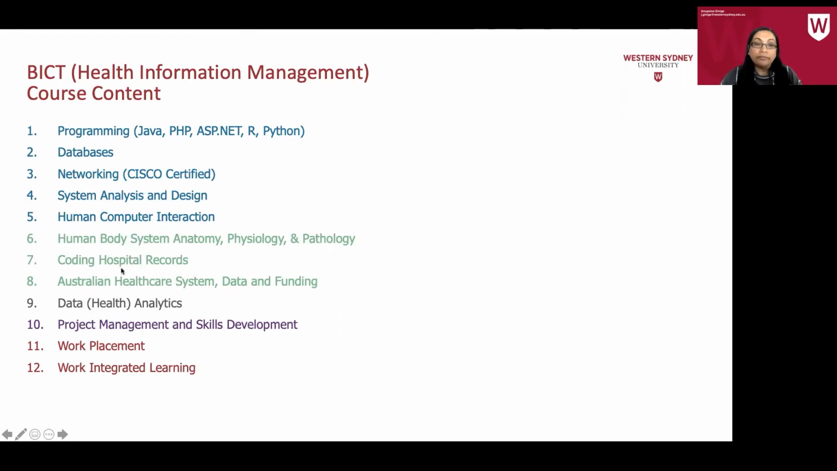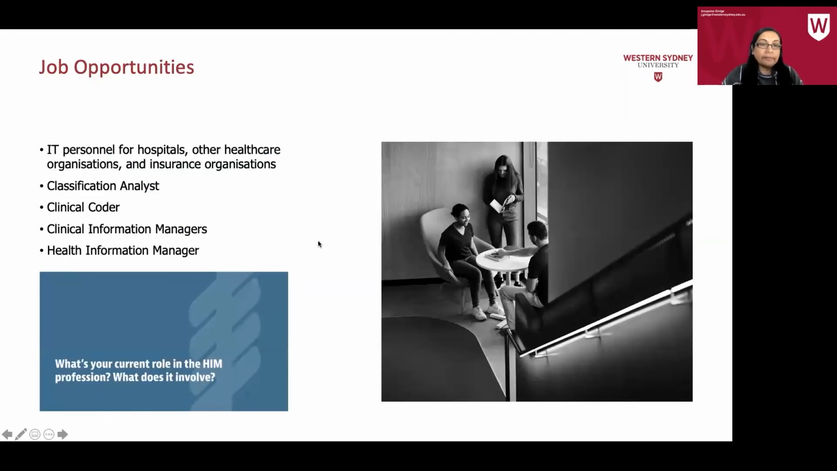And coding, working with the hospital system and the hospital records, and also getting to know about the healthcare system in Australia and data, and then the funding methods. These are very, very important concepts for you to learn if you wish to work in the healthcare sector in Australia. All right, let's move on to the next slide.